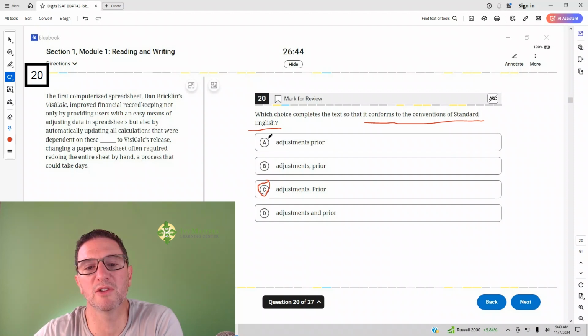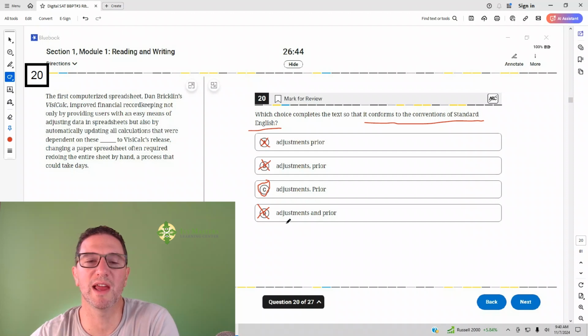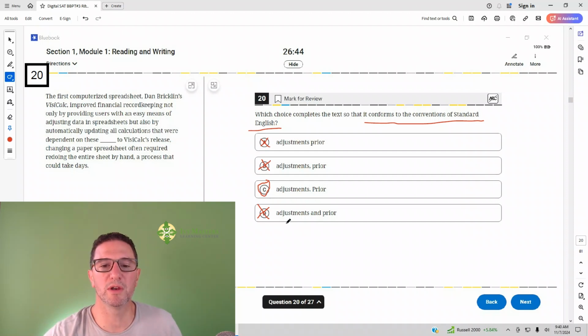Once again, A is wrong, it's a fused sentence. We've got two independent clauses, no punctuation at all. B is wrong, it's a comma splice. A comma alone cannot combine two independent clauses. D is wrong because we need a comma before the conjunction "and" in order to combine those two independent clauses.